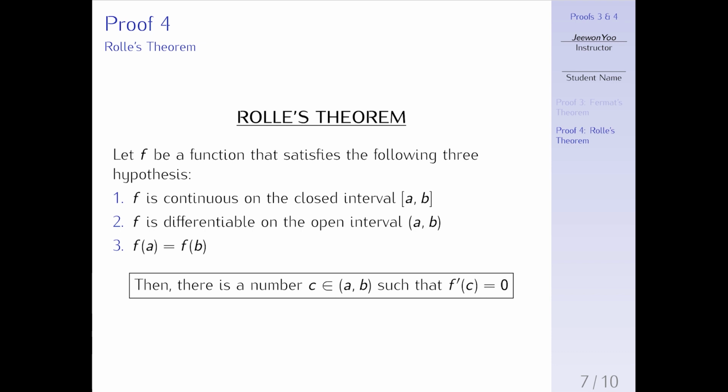We're going to prove Rolle's theorem today, and the theorem says, let f be a function that satisfies the following three hypotheses. Number 1, f is continuous on the closed interval a to b. Number 2, f is differentiable on the open interval a to b. Number 3, the y values of the endpoints f of a and f of b must be equal to each other. Then we can say that there is a number c in between a to b such that f prime of c is equal to 0.